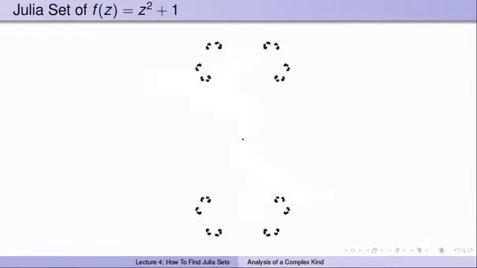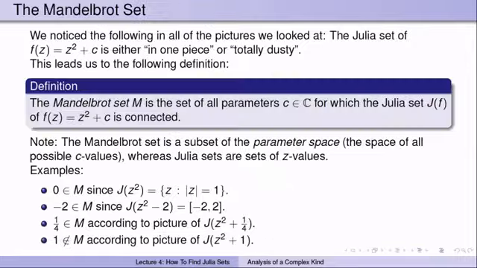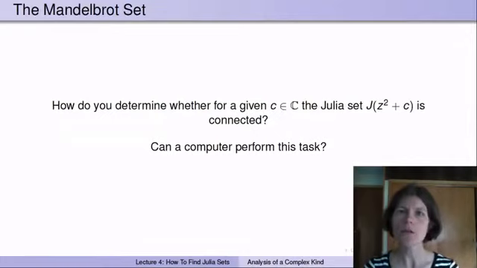This picture of the Julia set of f of z equals z squared plus 1 looks like it's completely, totally dusty and disconnected. You see all these little specks all over the place, but there's clearly huge gaps in between. So this set is not connected, and therefore the parameter 1 does not belong to the Mandelbrot set. Then how do you determine whether for a given c, the Julia set of z squared plus c is connected? Is there a way we can have a computer perform this task? That's what we're going to study in the next lecture.